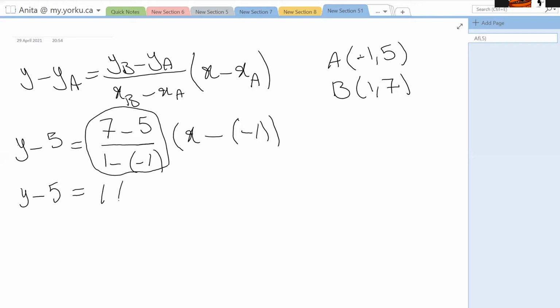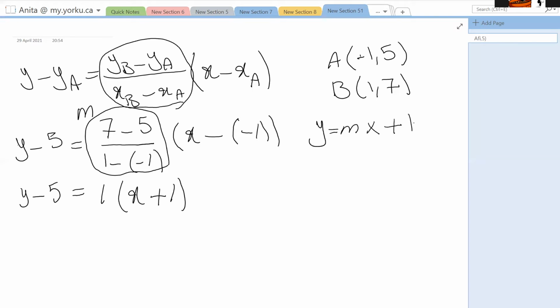So 1 times, and this is called m. This is called the slope because this is yb minus ya over xb minus xa. This is the rise over run, or it's called slope. Now, times x minus negative 1 is going to be x plus 1. Okay, so we are so close to the end. The standard format of the equation of the line looks like this: y equals mx plus b. M and b are numbers.